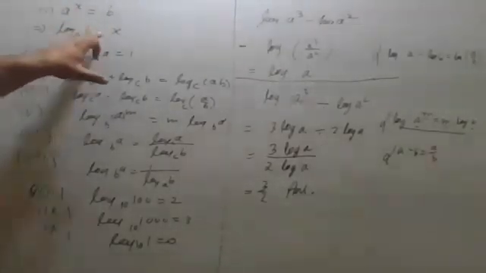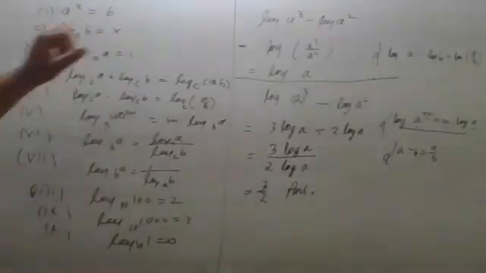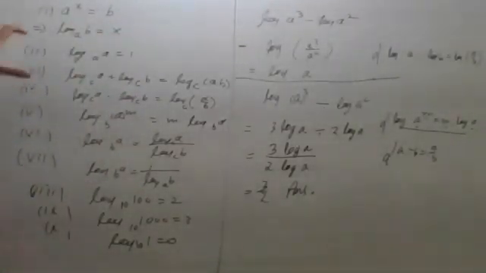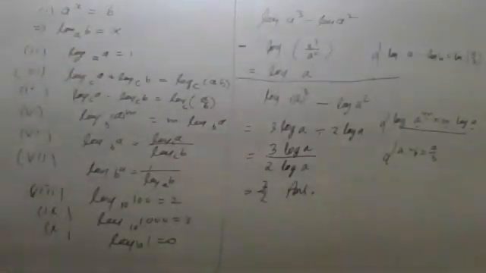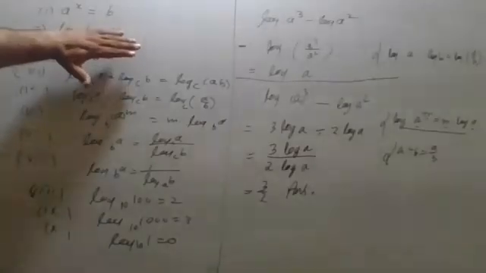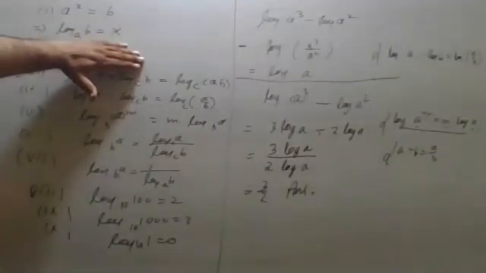If a to the power x equals b, it implies log b to the base a equals x. Log a to the base a equals 1.